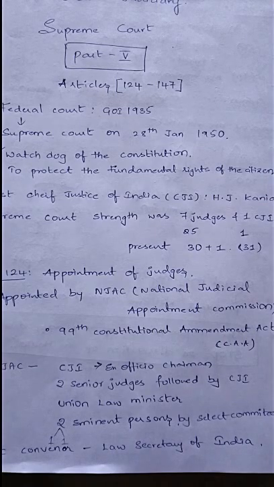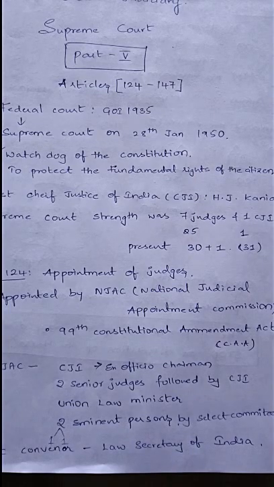The first Chief Justice of India was H.J. Kania. Initially, the Supreme Court's strength was 7 judges and 1 Chief Justice of India. Then it increased to 26 and presently it is 31 judges. So this is the history of the Supreme Court, and now we shall discuss the articles.